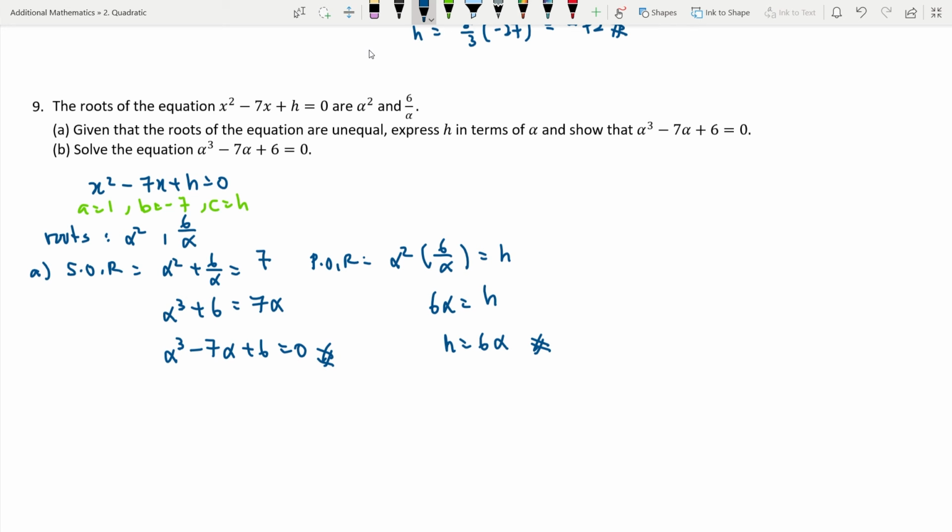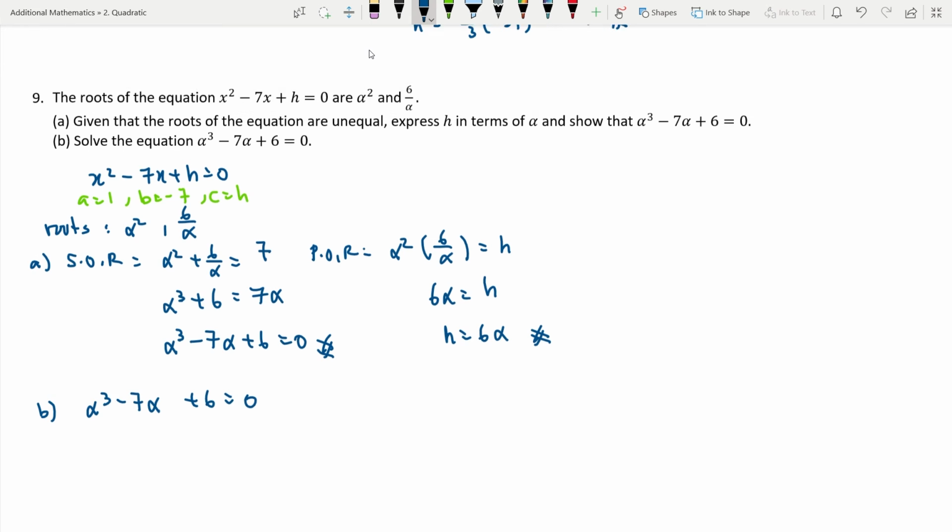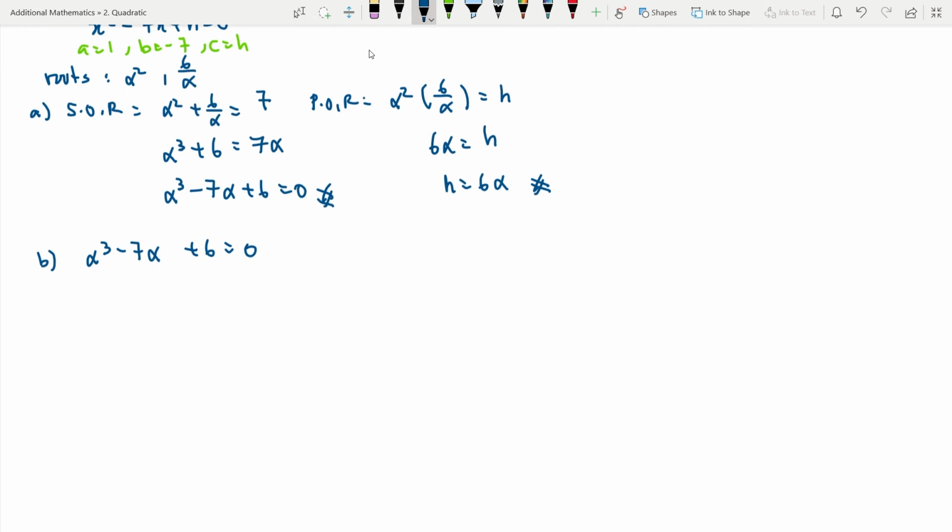B. Solve for the equation alpha cubed minus 7 alpha plus 6 equal to 0. Alpha cubed minus 7 alpha plus 6 is equal to 0. This is a polynomial equation, so we need to do trial and error to get our first root. Let's try alpha equal to 1. So we let alpha equal to 1. 1 cubed minus 7 times 1 plus 6 is equal to 1 minus 7 plus 6, which is 0.